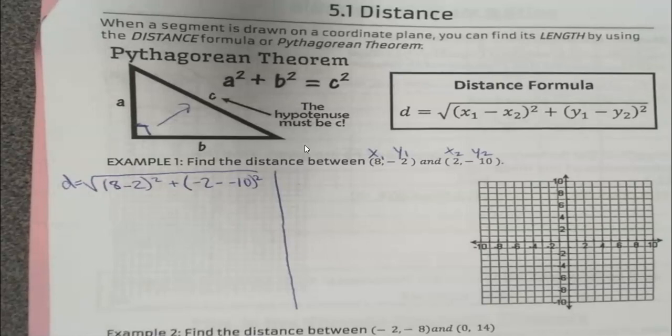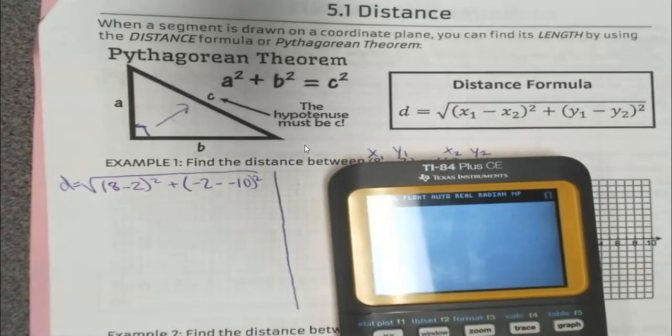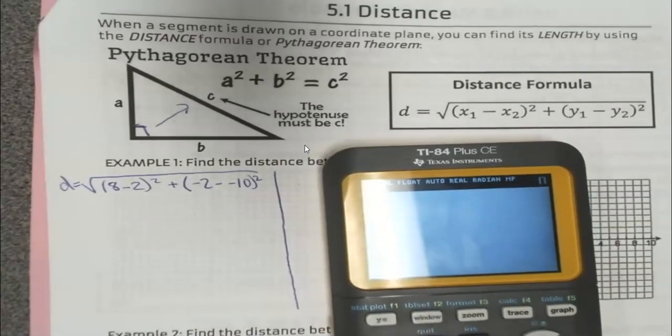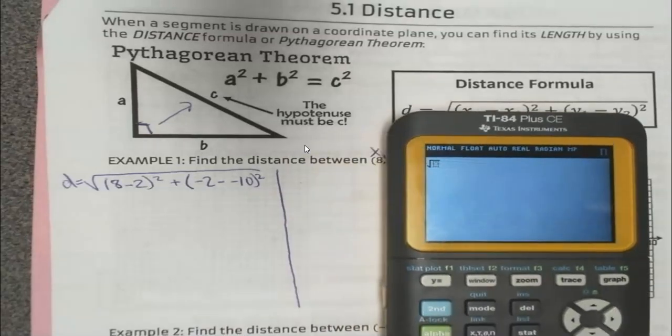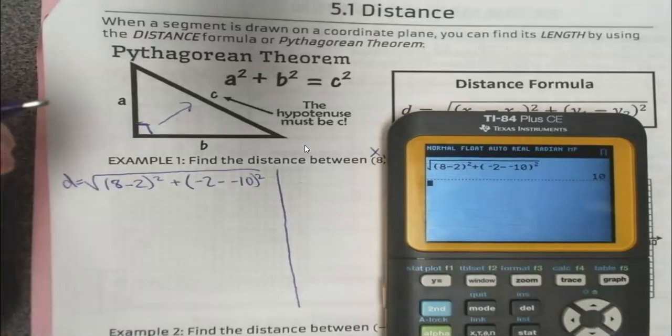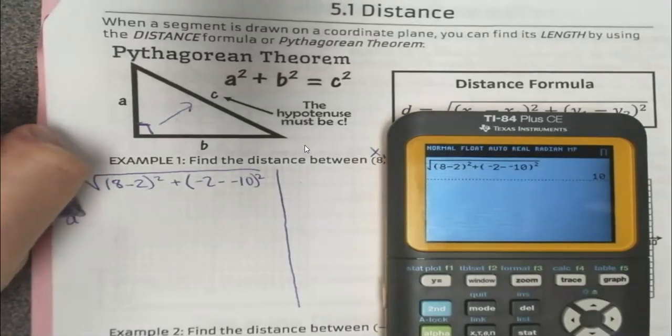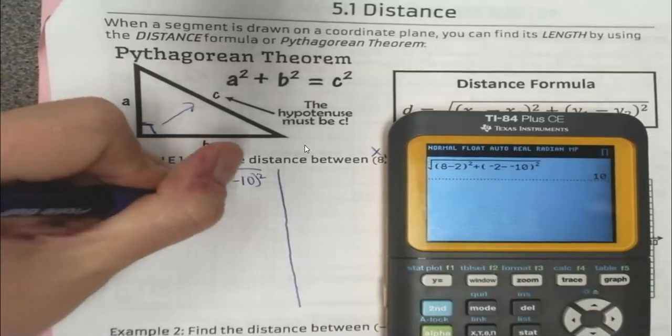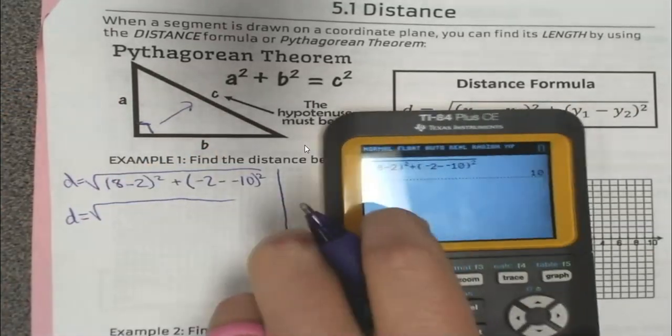And then we're going to plug all of this in your calculator. So just make sure you know how to do that. Square root of parentheses 8 minus 2 squared plus parentheses negative 2 minus negative 10 squared. You'll end up getting 10. So you can plug the whole thing in the calculator, but I'm going to solve it step by step as well to kind of show you how it compares to this side when we get to it.